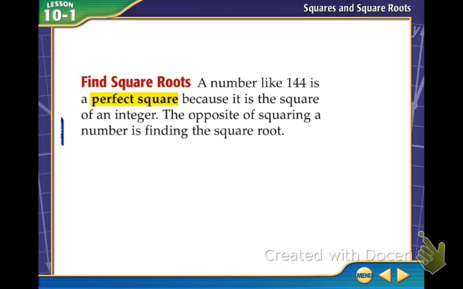So a perfect square is the square of an integer, and that's important. It's not of a decimal. And a square root is the opposite of squaring a number. This is a radical sign.